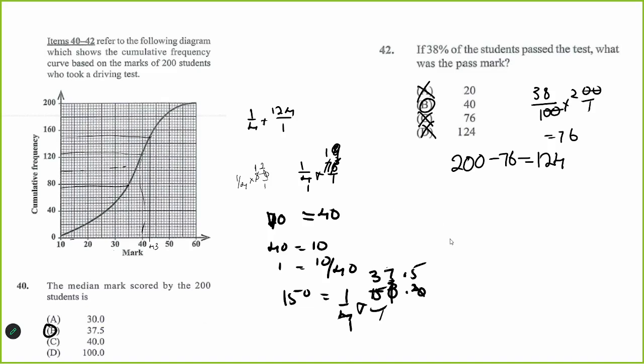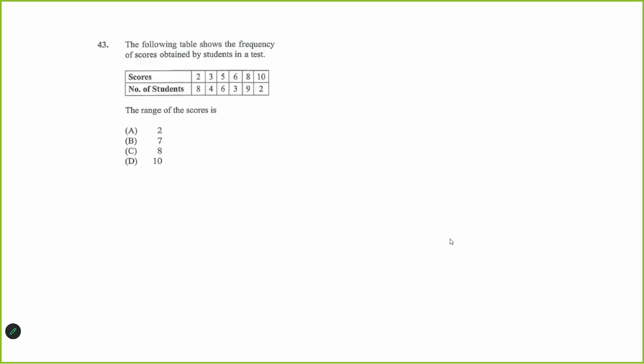Right? So let's go on. The following table shows the frequency of scores obtained by... what is the range of scores? The range would be your highest score minus your smallest score. 10 minus 2 is 8, so 8 is your answer for this one.